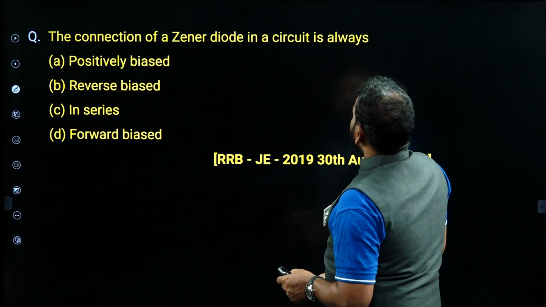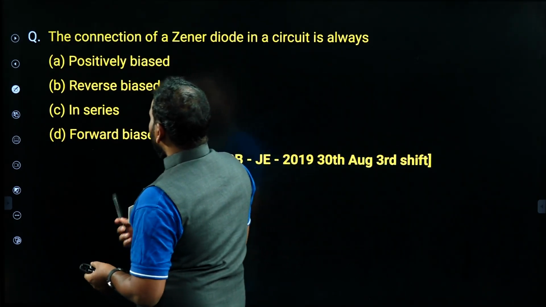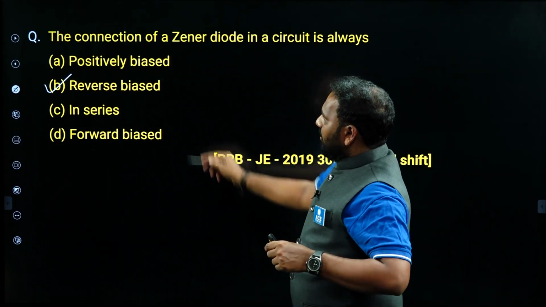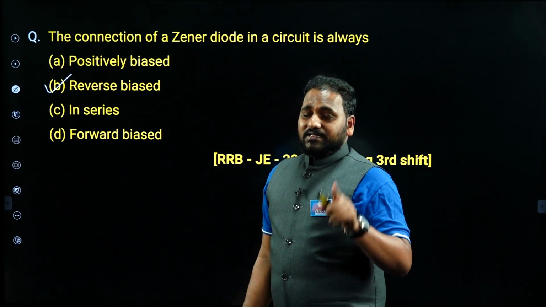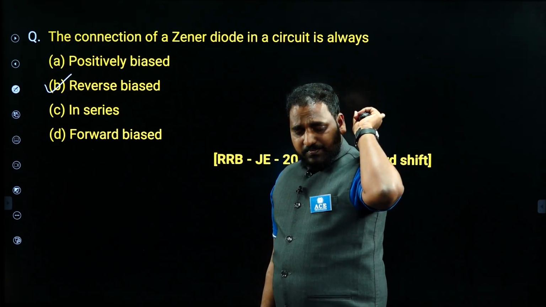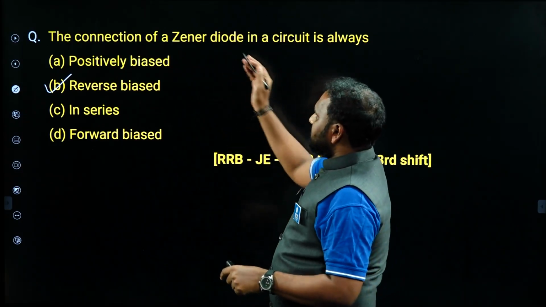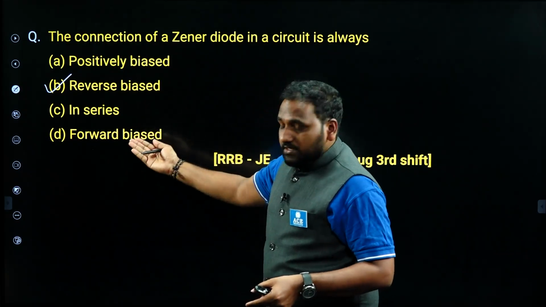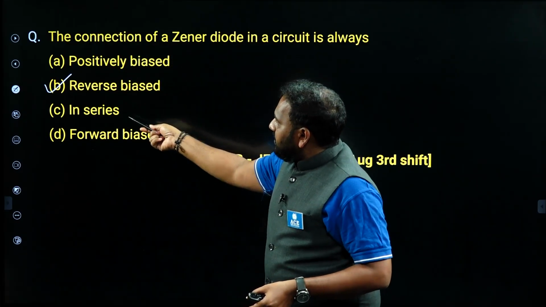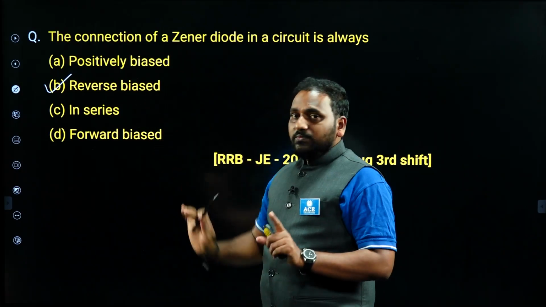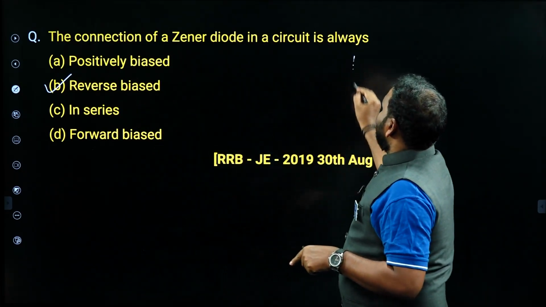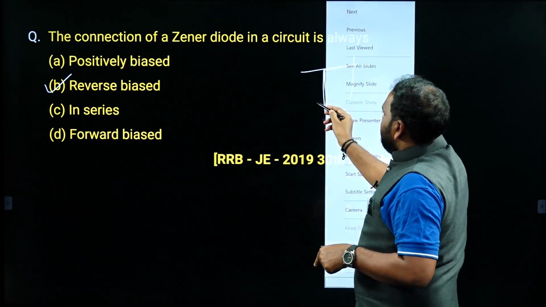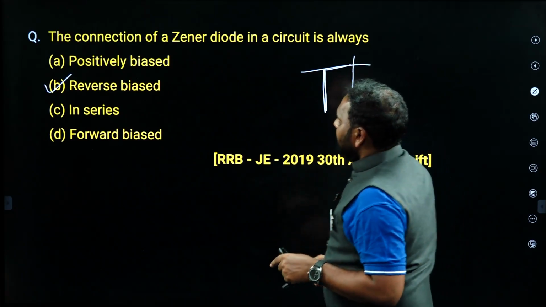The connection of a Zener diode in circuits is always, as we have already discussed, reverse biased. Strictly speaking, all options are provided as reverse bias. The 100% correct format of this statement is reverse conduction state. But we don't have reverse conduction without reverse bias. Reverse bias is a suitable answer. In reverse conduction state only it can act as a regulator, but to bring it into reverse conduction state, first of all it should be reverse biased. That's why reverse bias is correct.